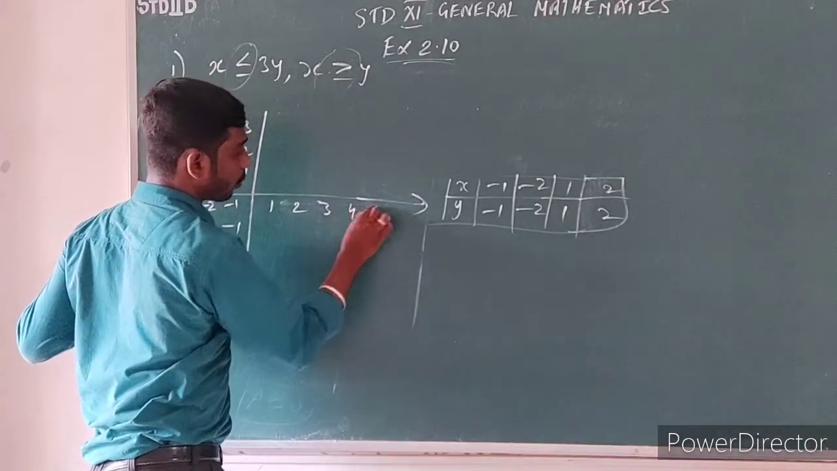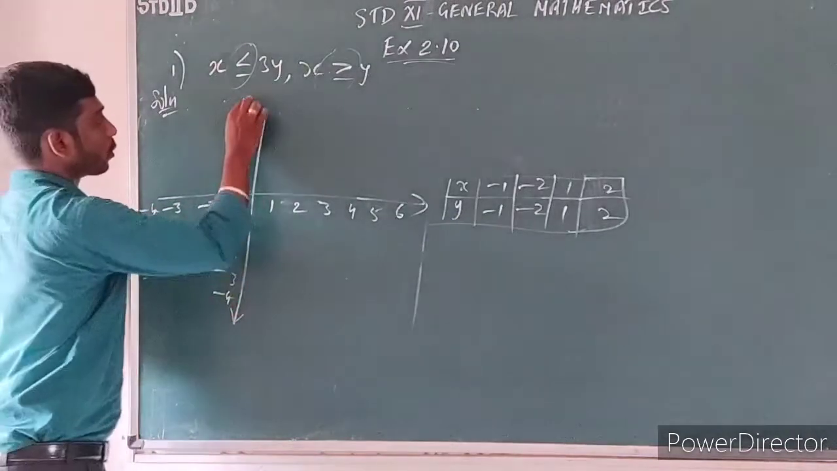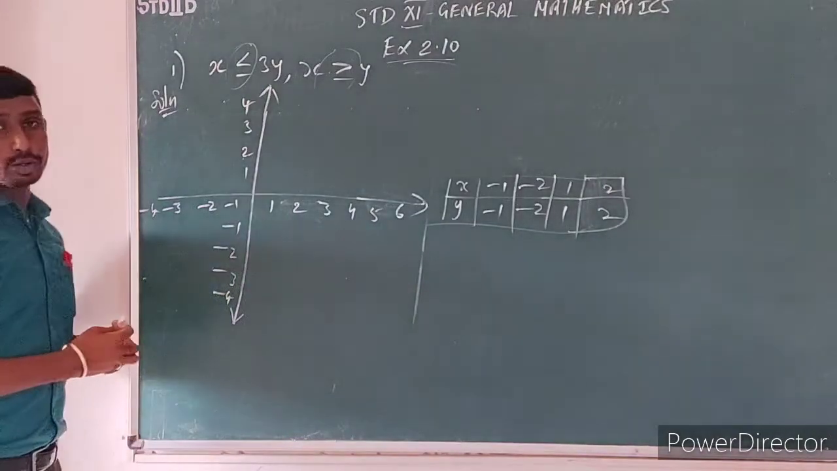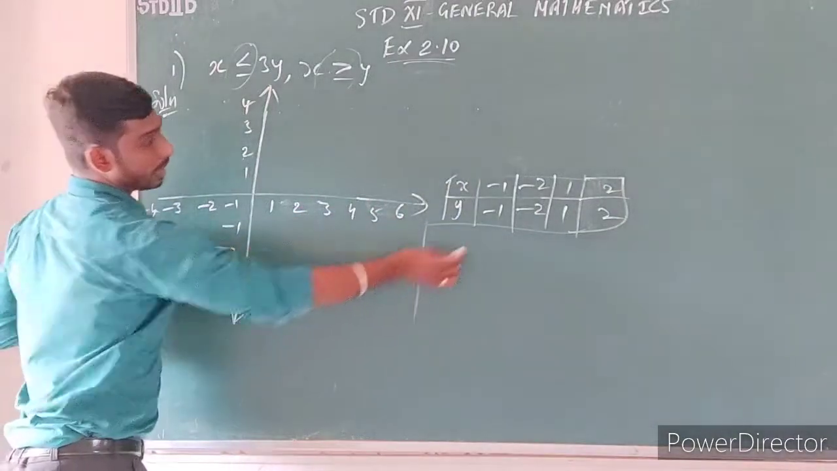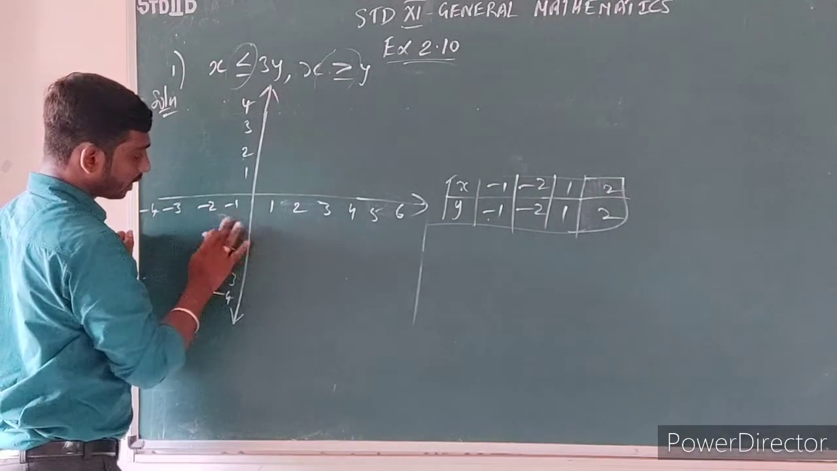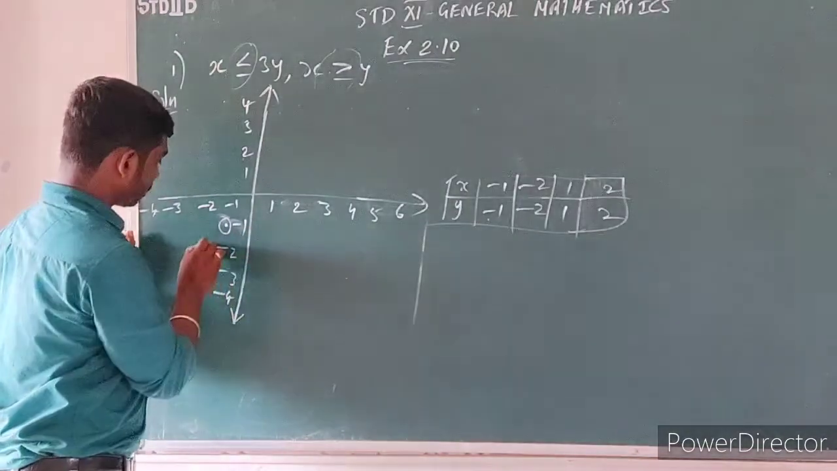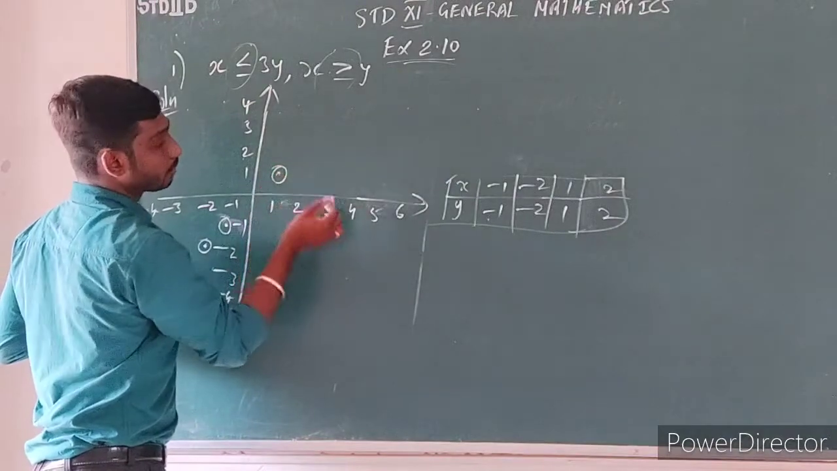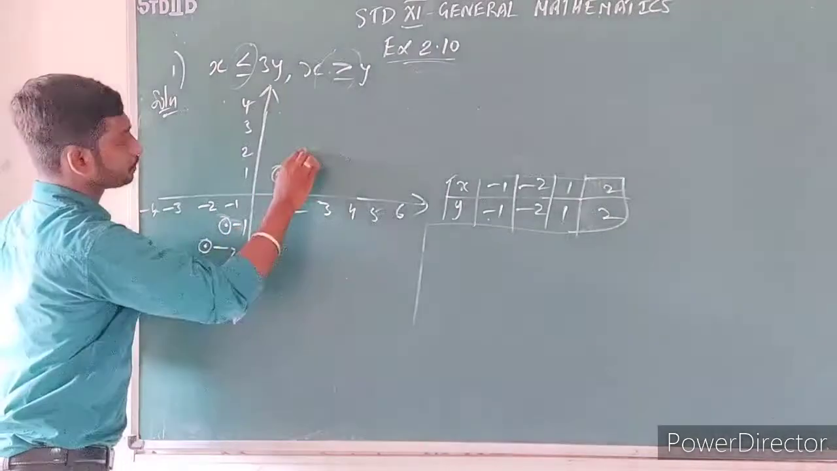The x axis has values 4, 5, then 6 here, and here is also minus 4. Now we are going to plot the points in the graph. The points are minus 1, minus 1; then minus 2; then plus 1 and plus 1; then plus 2 and plus 2. So 2, 2 is also plotted here.